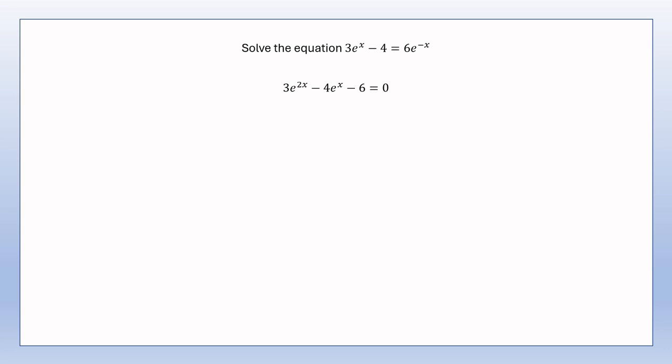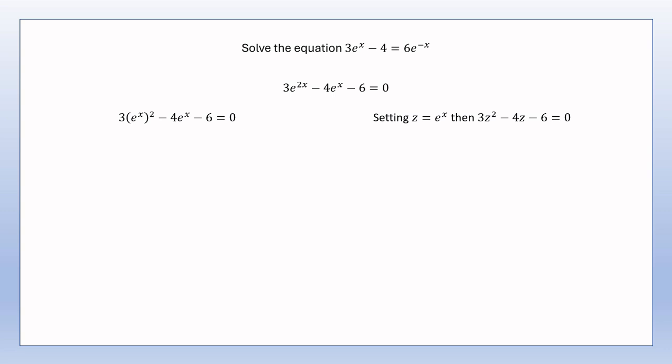And now, since this is an obvious hidden quadratic, then just to emphasize the quadratic-like nature of the equation, we can write 3(e to the power of x) all squared minus 4e to the x minus 6 equals 0. And if it helps, then you can make a substitution at this stage, something like z equals e to the power of x, to give 3z squared minus 4z minus 6 equals 0. I'll solve both with and without the substitution.